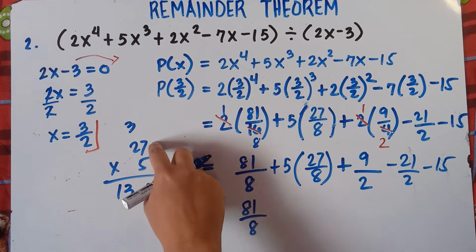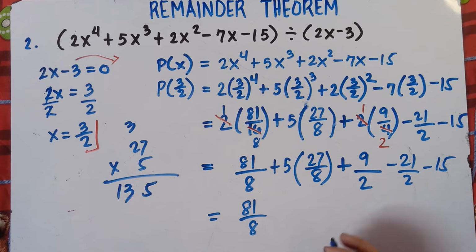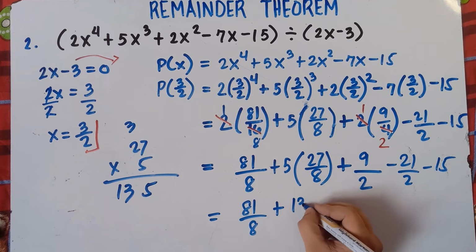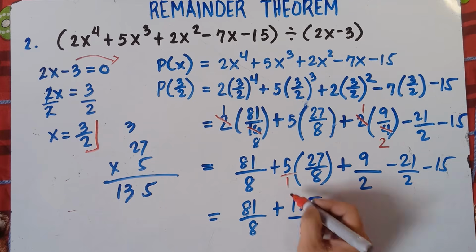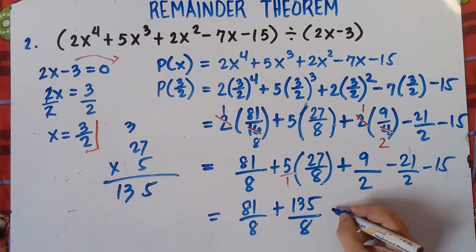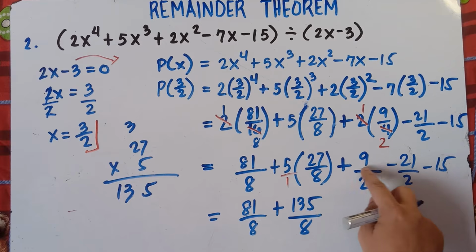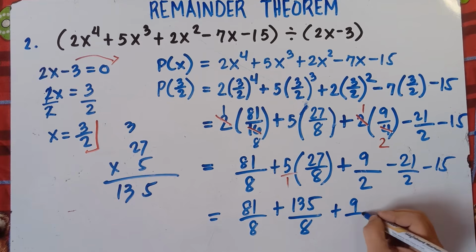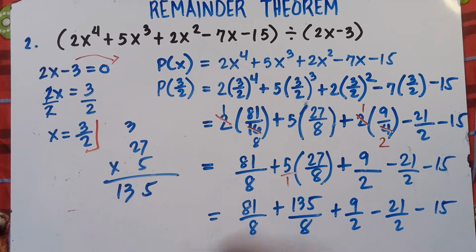Let me check, class. 5 times 7 is 35. 5 carry 3. 5 times 2 is 10. Plus 3 is 13. 135 over 8. So once again, class, understood that the whole number has the denominator of 1. So multiply the numerator. 5 times 27, that's 135. 1 times 8 is 8. Copy. Then plus, so you can actually combine this one, class. Okay, let me just copy, class. 9 over 2 minus 21 over 2 minus 15.